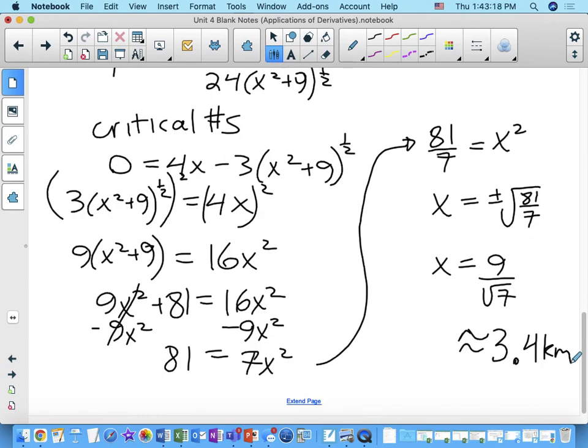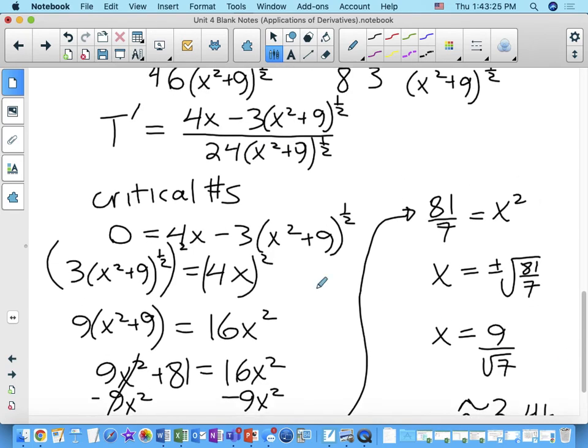Say that again? Well, you could look at the denominator as well, but in this case, the denominator will never be 0. And also in terms of the first derivative test, looking at the first derivative and critical numbers. When the first derivative is 0, you're going to get a max-min, okay? When the first derivative is undefined, you won't get a max-min there, but you may get a change in the function from increasing to decreasing or vice versa.